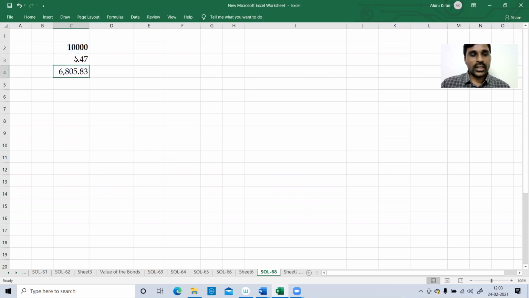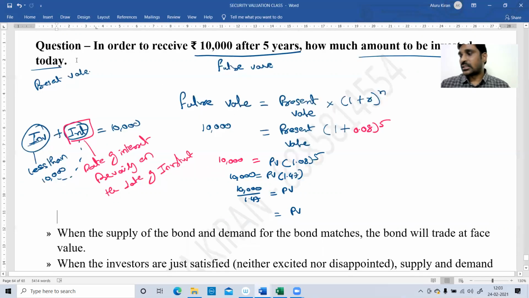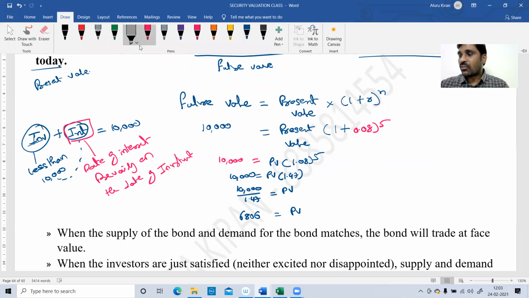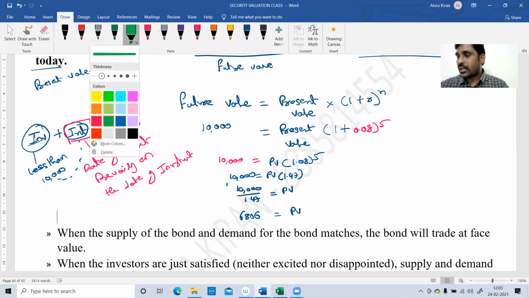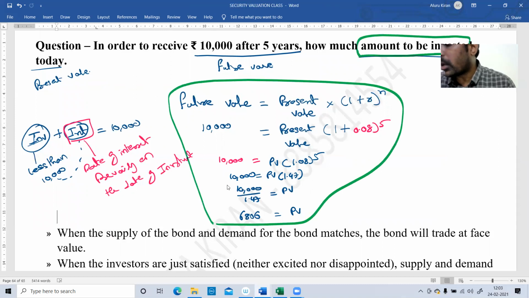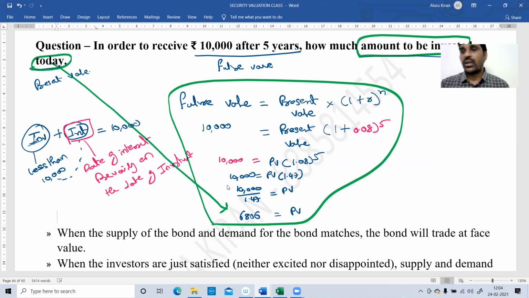That is 6,806. I'll make it a round figure. 6,806 is the present value of the investment. This is one of our main answers. You can take a screenshot or a photo of this. This is the main answer: 6,806 is the amount to be invested today.